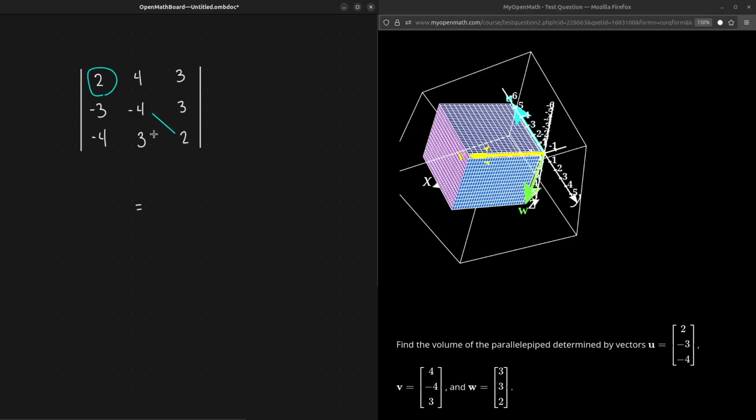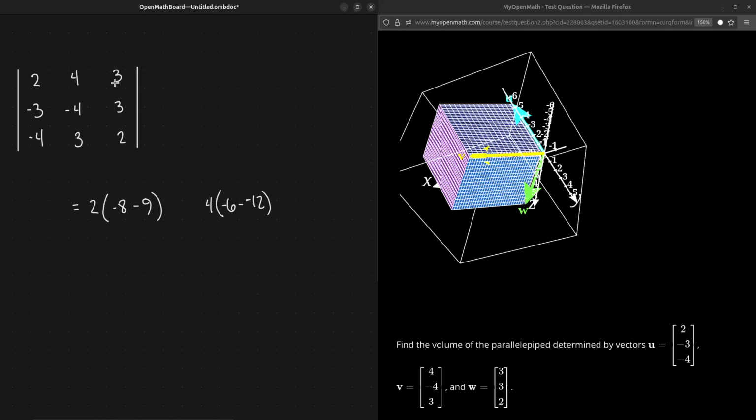So I'm going to get 2 times negative 8 minus 9. And then 4 times negative 6 minus negative 12. Give myself a little more room here. And then 3 times negative 9 minus positive 16. Since I'm expanding along that first row, I just alternate signs starting with plus, plus, minus, plus. Okay? And then we just do the arithmetic.